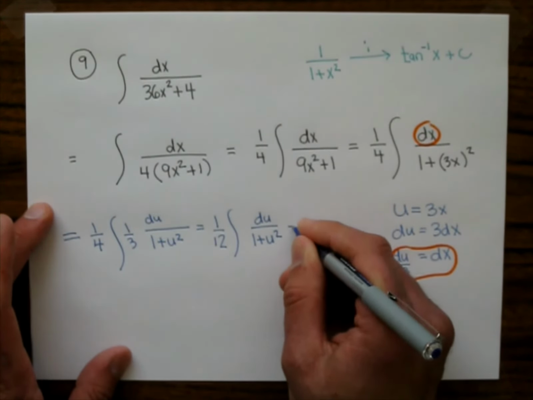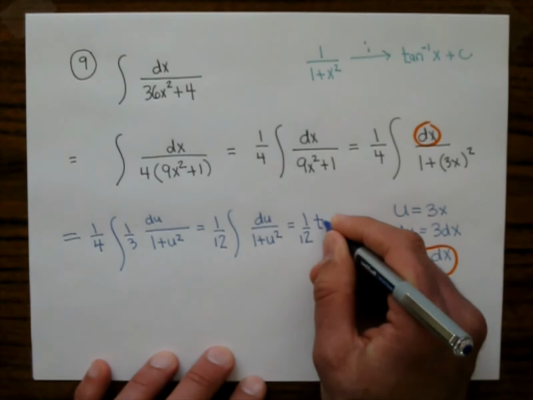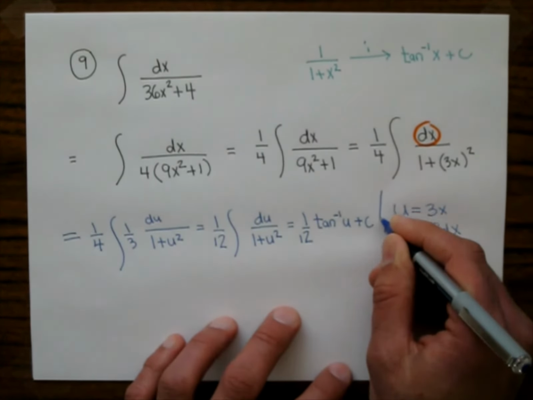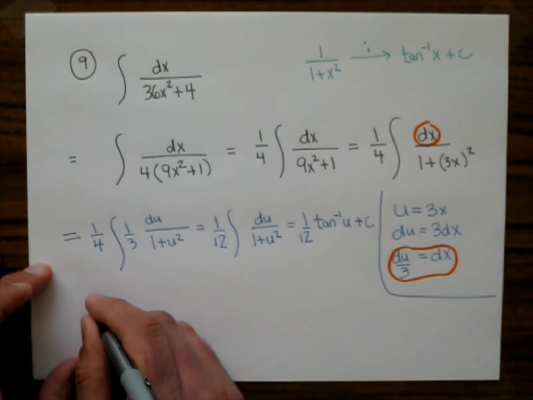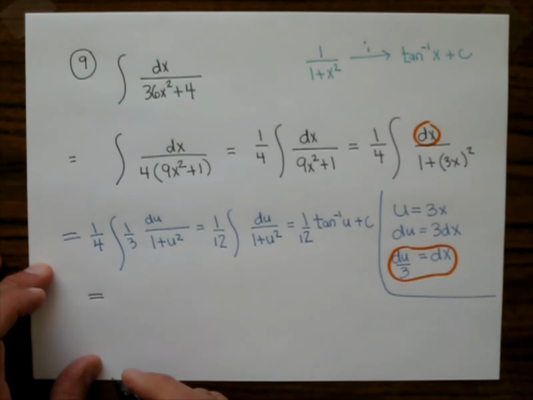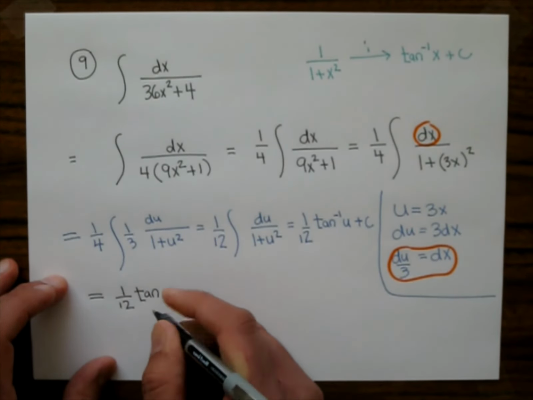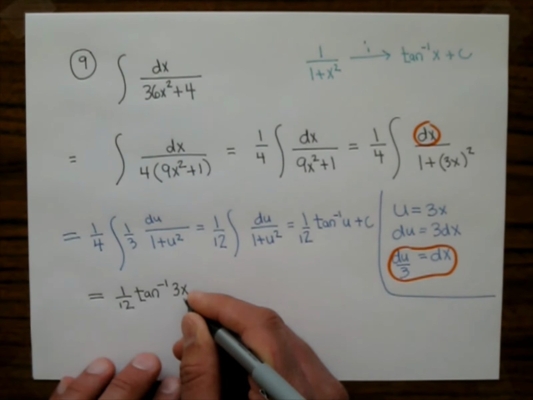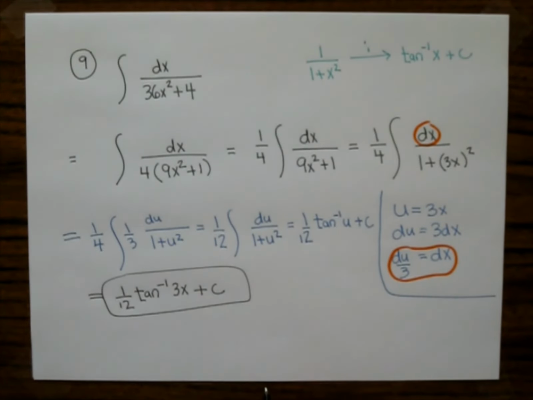And so when we keep going, this is going to be 1/12. This becomes the tangent inverse of u plus c. We're kind of running into this right here. And now it's time to replace the u's with 3x, and we have 1/12 tangent inverse 3x. It's one term, we don't need parentheses around it, but you can if you want, plus c. And so there is the problem.